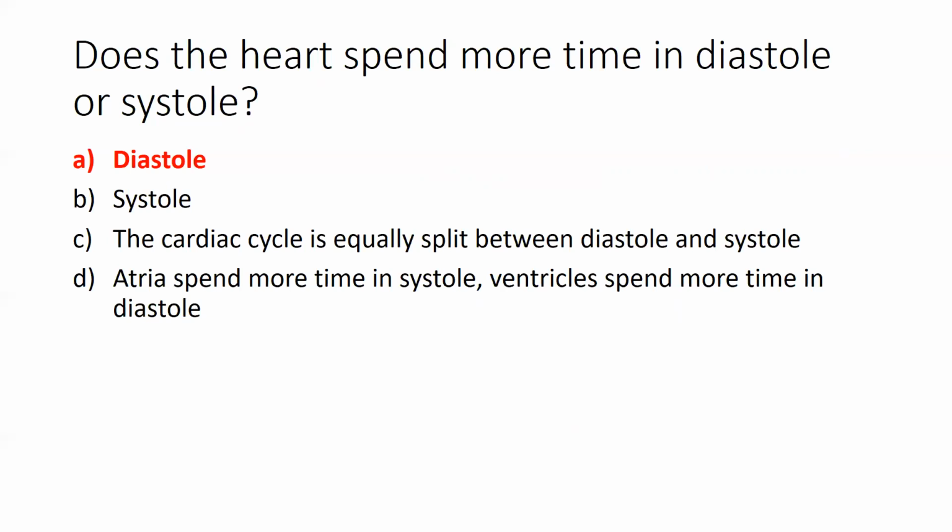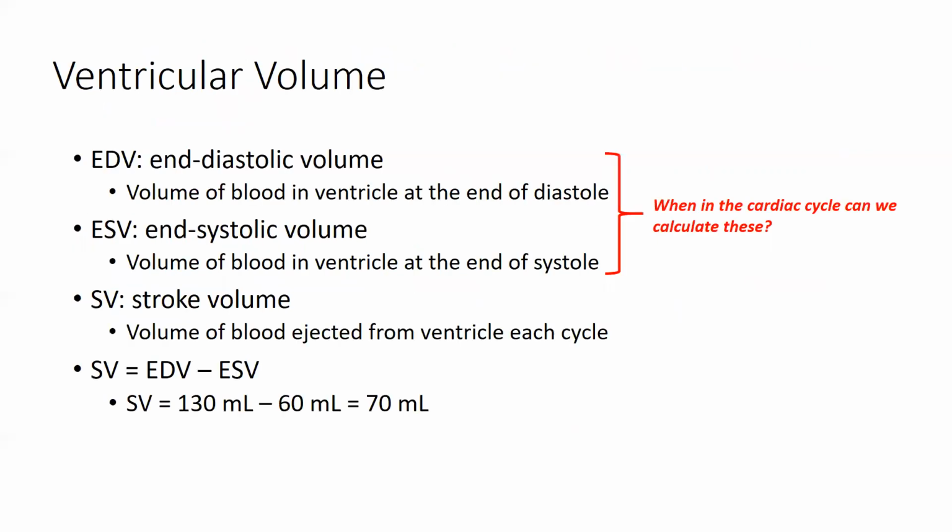So this is diastole. All right, so what we're going to talk about now is some ventricular volumes. This is where we're going to get into some math here. The ventricular volumes are going to change based upon when that ventricle is emptying versus when it is filling. So we have a volume called end diastolic volume.